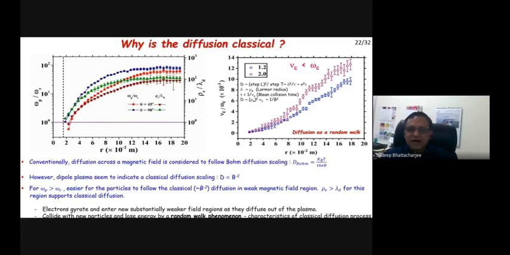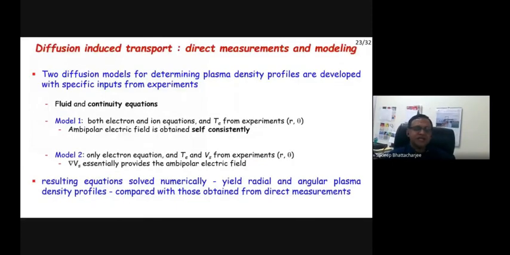If you put these numbers, you actually get the diffusion coefficient coming as 1 by B square. This shows that indeed, although it is a magnetized plasma, because the magnetic field is a special type of magnetic field which decreases as 1 by r cube in a dipole, it follows the classical diffusion. Now, we further investigate this diffusion by studying the transport in this diffusion.